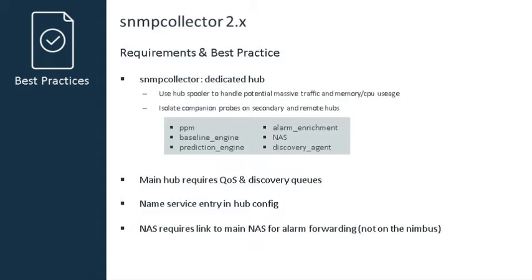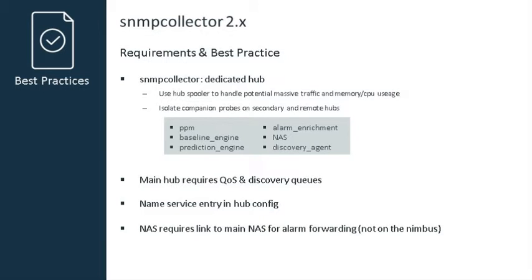And companion probes should be isolated, so they will not be overwhelmed from being exposed to multiple instances of high-scale probes. You'll want to isolate these companion probes: PPM, Baseline Engine, Prediction Engine, Alarm Enrichment, the NAS probe, and the Discovery Agent probe. You'll do this on the remote hub as well.